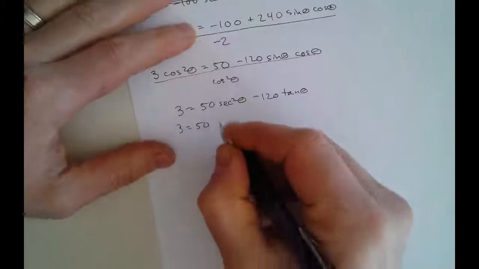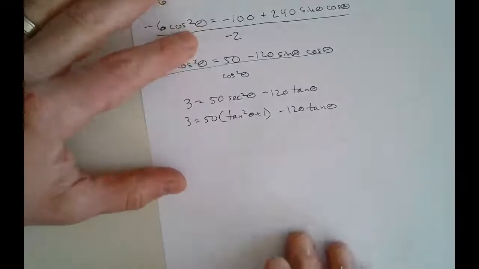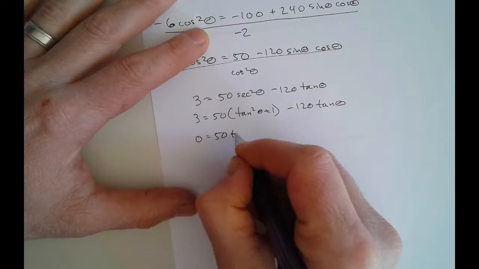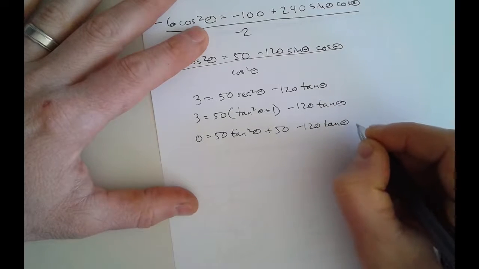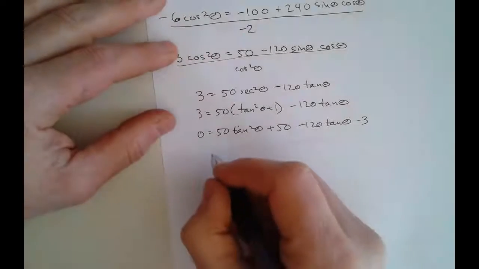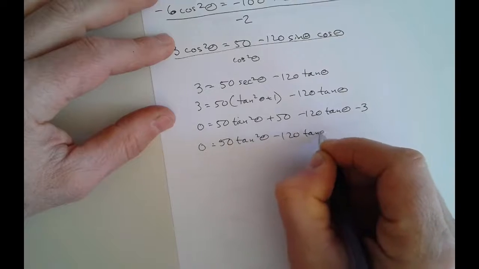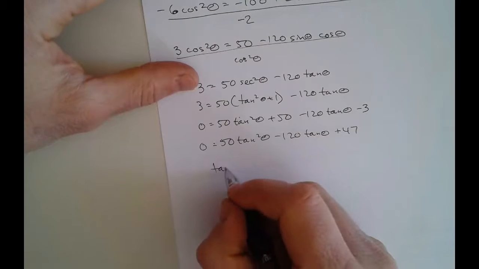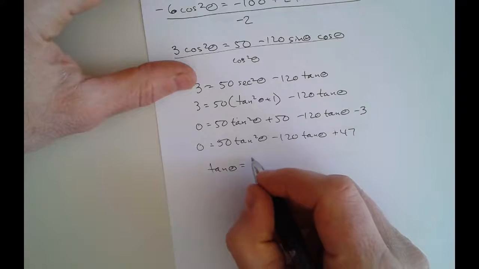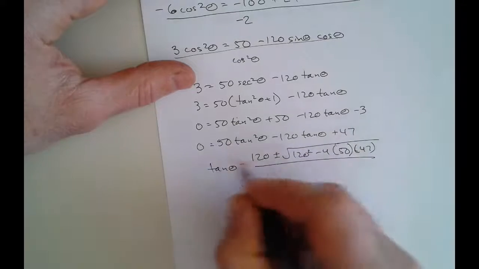So how about I get rid of that secant squared theta? So I have 3 equals 50 tangent squared of theta plus 50 minus 120 tangent theta. So move things around. This is by far from pretty, but it is what it is. There's a chance that I've made a mistake in doing all this, but I think I'm pretty good here. Yep, I'm all good on my work there. So I'm in tangent land for this one. At this point, you're doing the quadratic formula: tangent of theta equals negative b plus or minus the square root of b squared minus 4ac, all over 2a, all over 100.